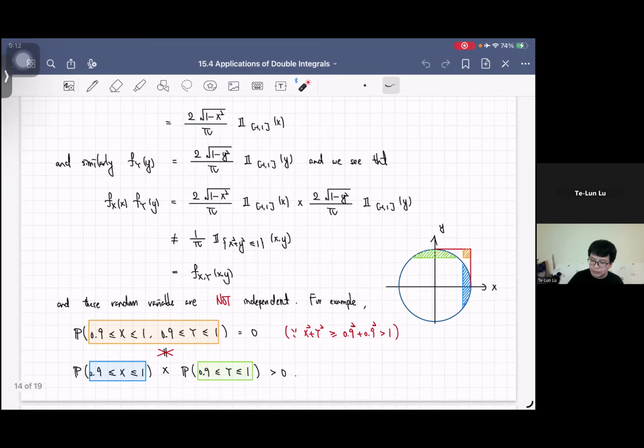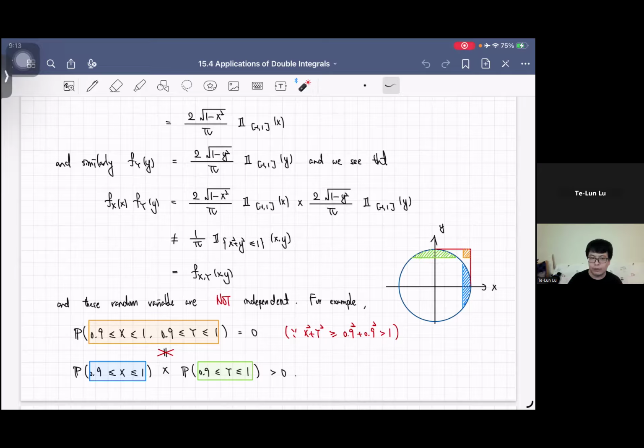What is the probability of this random point, x and y, uniformly distributed on the disk, having a value where x is larger than 0.9 and y is also larger than 0.9? It is not possible, right? Because in that case, x squared plus y squared will be larger than 1. And that is precisely this orange part here. It is outside the domain, right? So it's not possible for the uniform distribution of x and y on a disk to have such a value.